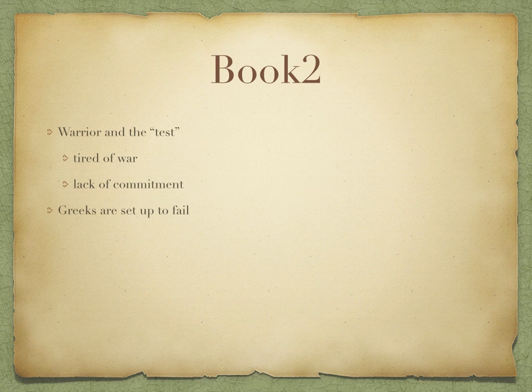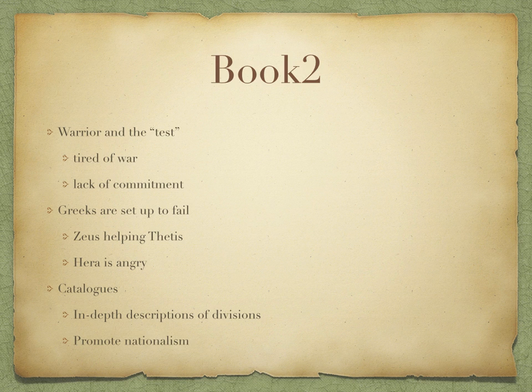They have been set up to fail, and this is part of the deal with Zeus helping Thetis. Hera again is angry because she loves the Greeks and wants them to succeed. Also within this book, we see many catalogs, which give in-depth descriptions of divisions. It promotes nationalism among the readers, because if the story was told as an oral narrative, people listening would hear their ancestors, or people of their family, or their coat of arms, and things like that. So it was very important that Homer included this within his tale.